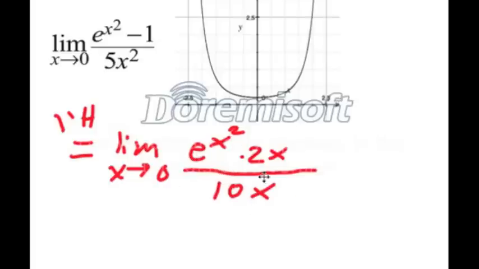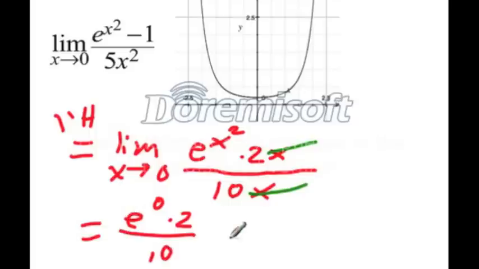And if we try to plug 0 in here, it doesn't work, but it's always smart to simplify things first, right? Because you can cancel out these x's, and now it's a straightforward plug in the numbers. Now it works. So we get e to the 0 times 2 over 10, and of course e to the 0 is 1, so we get 2/10 or 1/5.